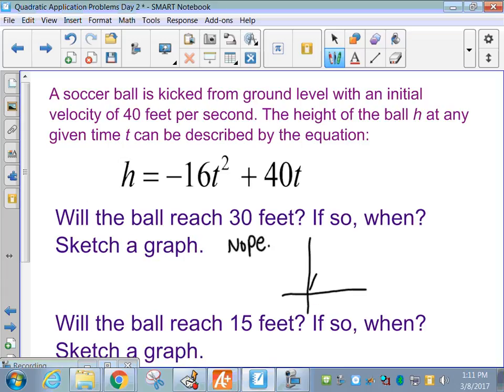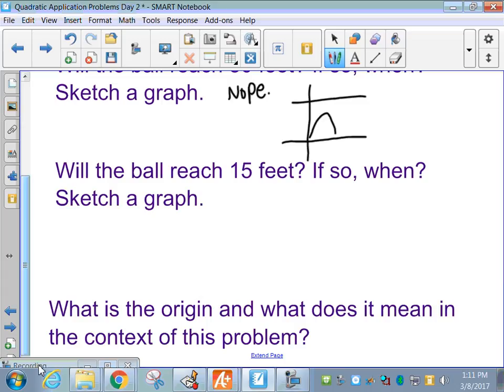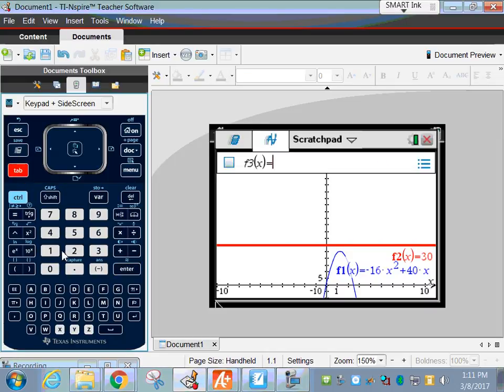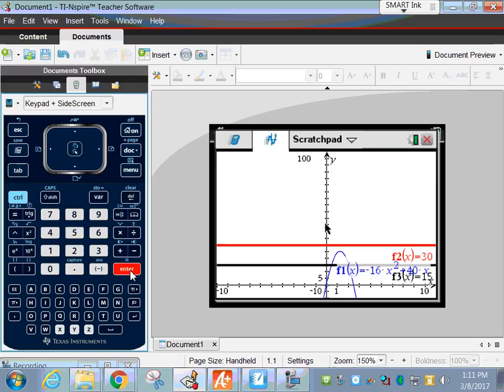Doesn't need to be good. You can just go like this. Parabola, line. Nope. Okay. Will the ball reach 15 feet? All right, let's do another line. So go tab, 15. Yep. Okay.